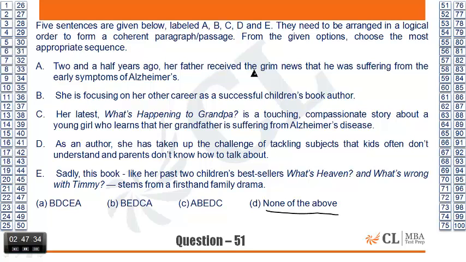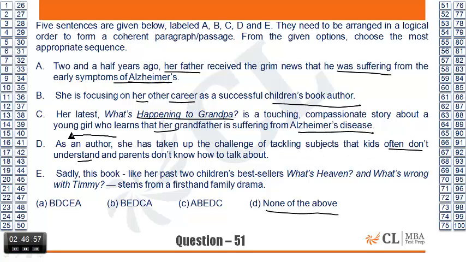What does it say? 2.5 years ago, her father received the grim news that he was suffering from symptoms of Alzheimer's. She is focusing on her other career, which is children's book author. Her latest, What's Happening to Grandpa, is a touching, compassionate story about a young child who learns that a grandfather is suffering from Alzheimer's disease. As an author, she has taken up the challenge of tackling subjects that kids often don't understand.